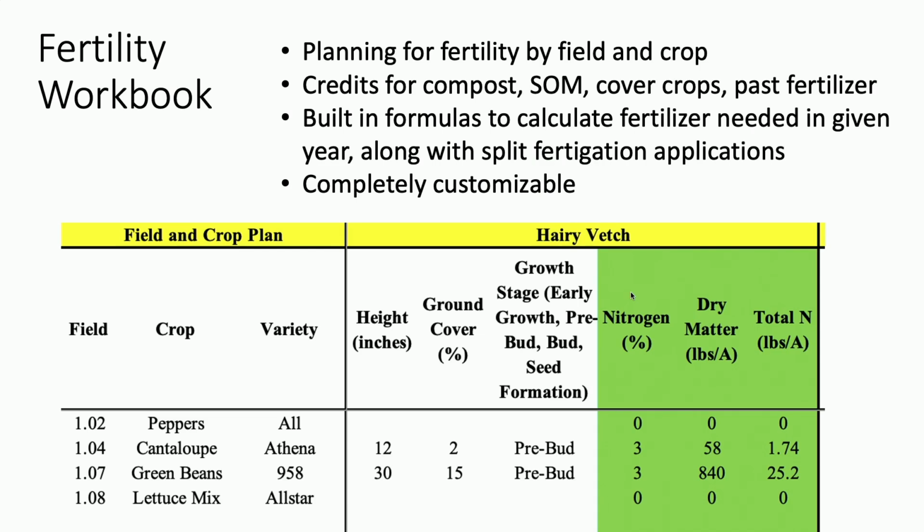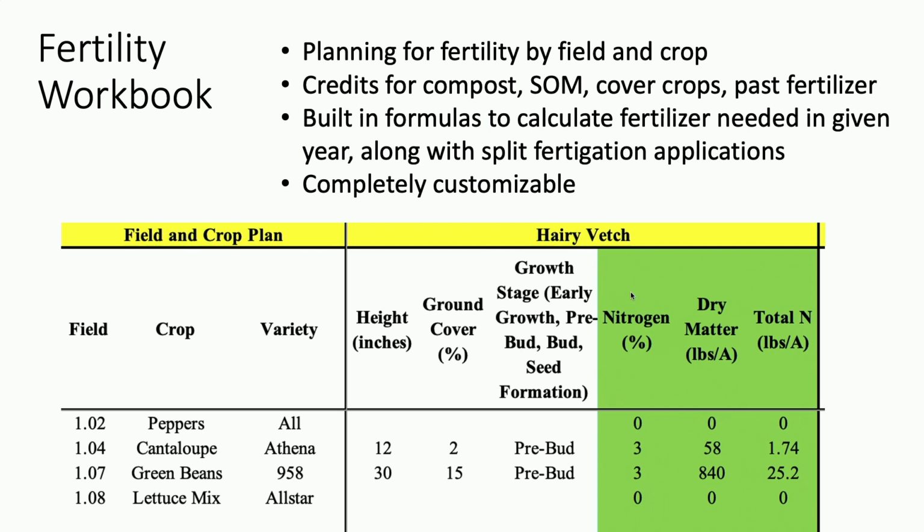We look at the field it's going in. We take into account cover crops and the termination of those cover crops in order to determine credits we can give for the nitrogen from that organic matter. We also look at soil organic matter, SOM, and we look at compost applications in order to give credits for those as well. And then there's also a mineralization rate that changes.